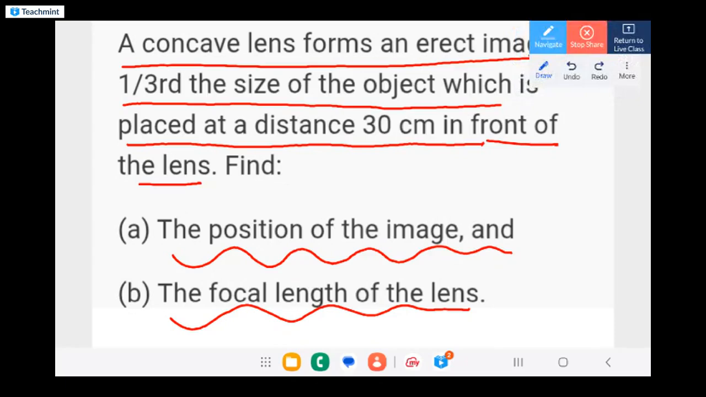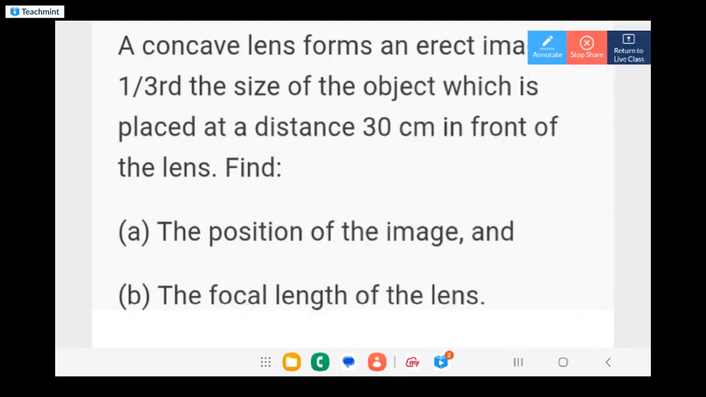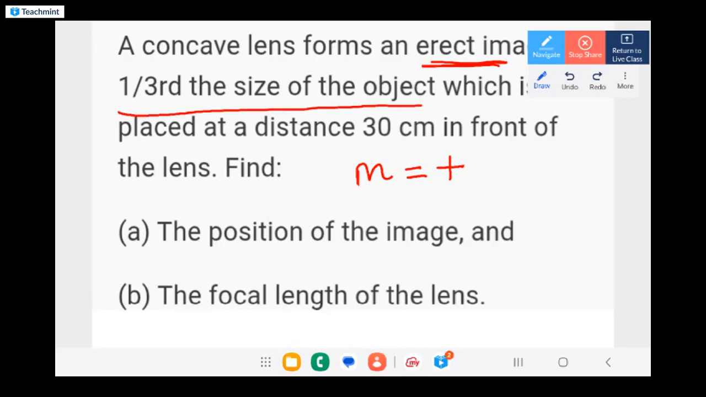So I've already told you whenever you have only one piece of information and the rest of the two are not available, then 100% they will give you something related to magnification. That's for sure. So how will you interpret the magnification part? It's an erect image. Erect means it's a virtual image. That means magnification value will be positive. And it's given one third the size of the object, so it's going to be 1 by 3.